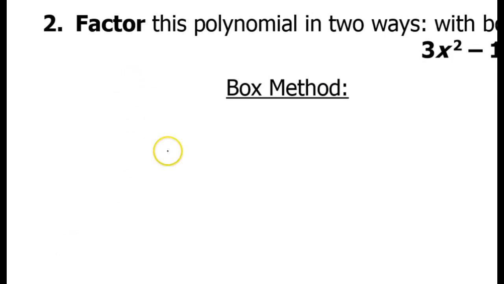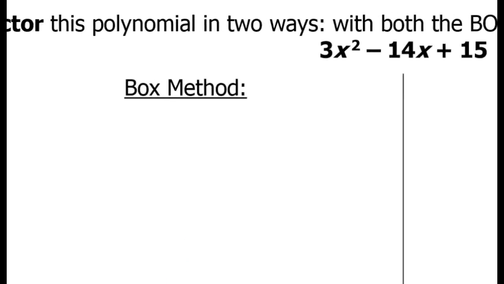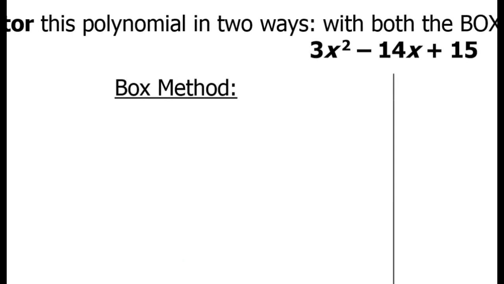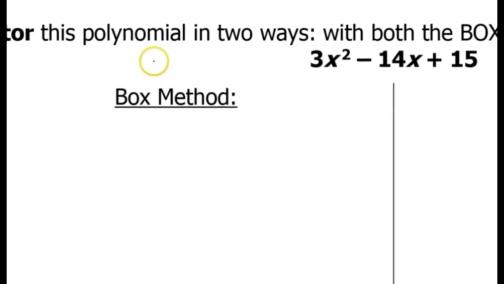Problem number 2. We're still doing the same thing. We're going to factor this problem right here in 2 ways. You know what? Maybe I'll just put problem number 2 somewhere. So this is problem number 2. All right, we're going to do this by the box method, and then we're going to turn around and do it by grouping.